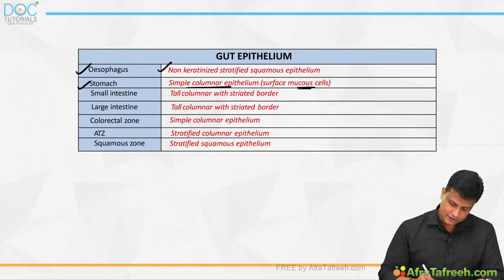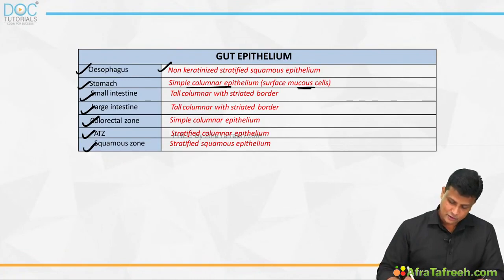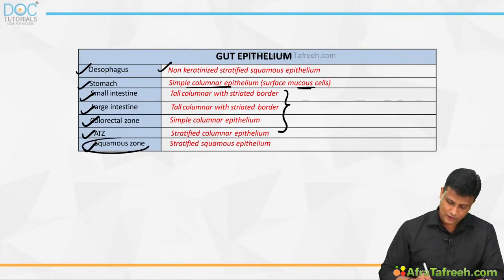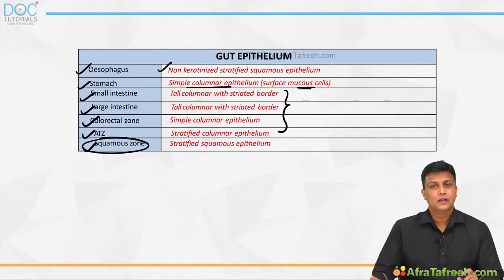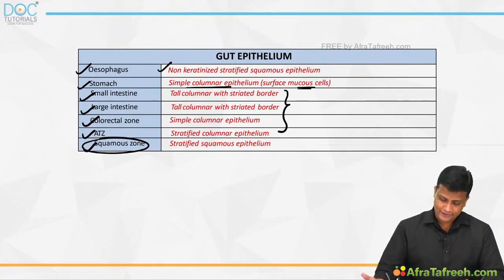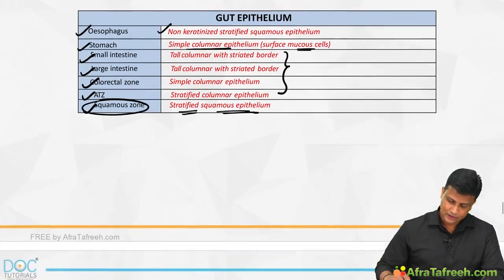And then again the same thing, guys, whether it is the small intestine or large intestine, or the colorectal zone or ATZ, in all those places you are able to see the columnar epithelium. But in the squamous zone of the anal canal, what is going to happen? From the anal transitional zone, slowly when you are moving towards the skin over that anal region, in the squamous zone you will again have squamous epithelium, and of course stratified. Why? Because there also it will be wear and tear.